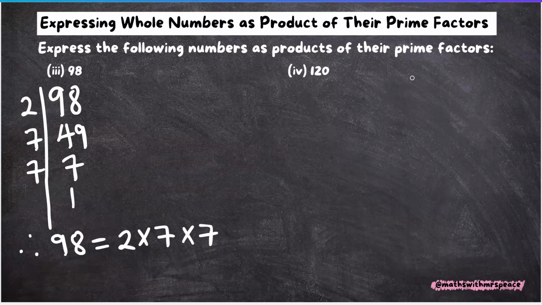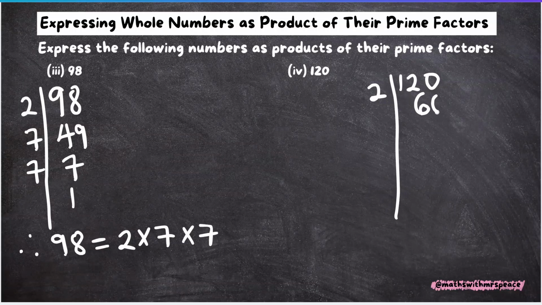And for our last example, we have 120, also an even number. So we'll start with 2. 120 divided by 2 will give us 60. Again, an even number, so we go with 2 again. 60 divided by 2, that's going to give us 30. Still an even number, so we can use 2 again. 30 divided by 2 is going to give us 15. And now we have 15, an odd number. We can't divide it by 2 without a remainder. So let's move to the next prime factor, which is 3. 15 divided by 3 will give us 5.